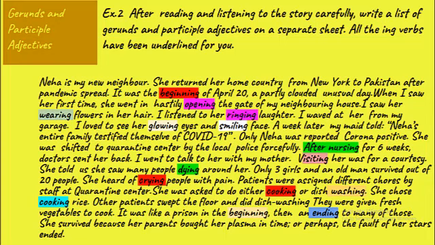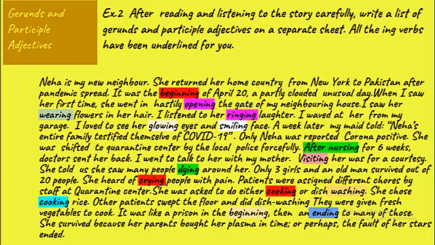Neha is my new neighbor. She returned to her home country from New York to Pakistan after the pandemic spread. It was the beginning of April 2020, a partly cloudy and unusual day, when I saw her for the first time. She went in hastily, opening the gate of my neighboring house. I saw her wearing flowers in her hair. I listened to her ringing laughter. I waved at her from my garage. I laughed to see her glowing eyes and smiling face.